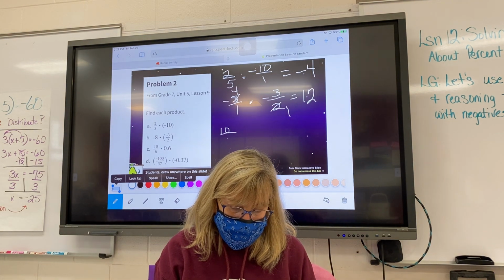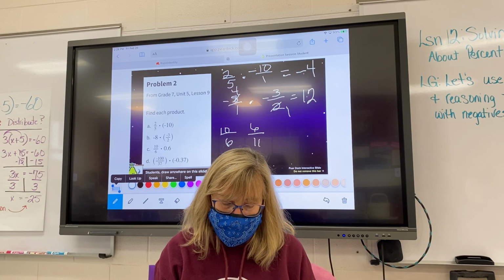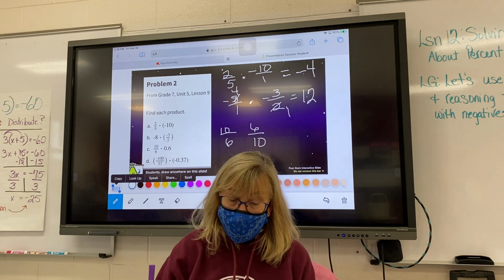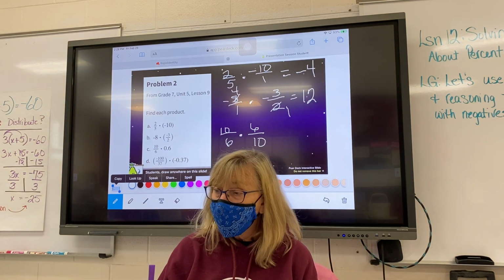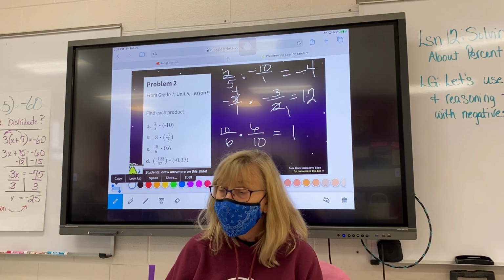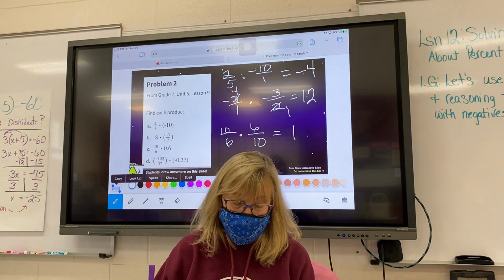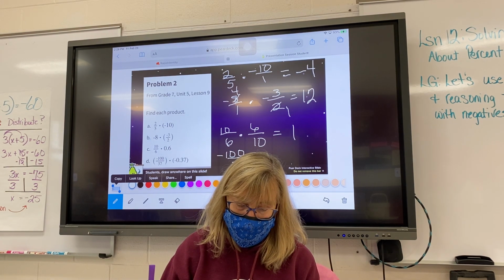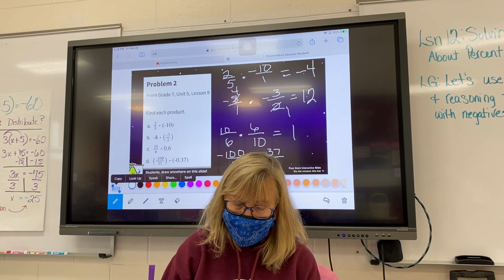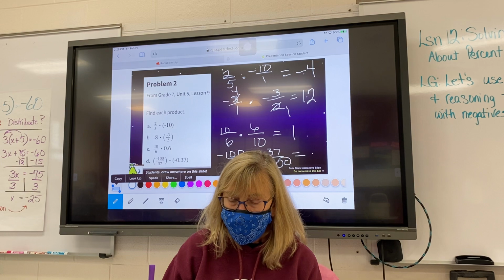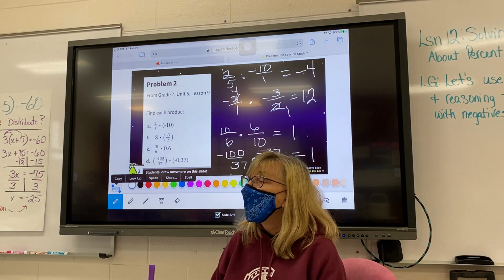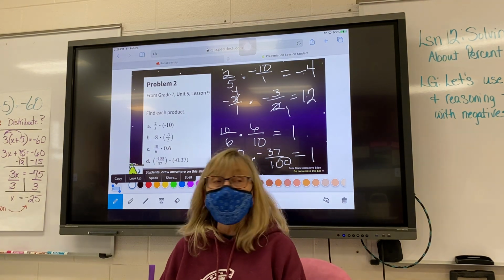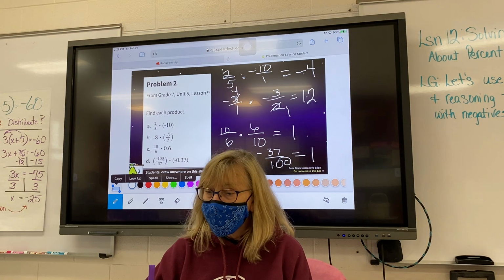All right, what did you notice about C? I had 10 over 6, and if I write that as a fraction, what do you notice about those two fractions? They're reciprocals. They are reciprocals, so whenever you multiply a number by its reciprocal, you get 1. All right, what do you notice about D? It's also reciprocals. It is also reciprocals, because this one is negative 37 over 100. So when you multiply those, you also get that 1. All right, so sometimes it is better to see the fraction. Okay? All right, questions?